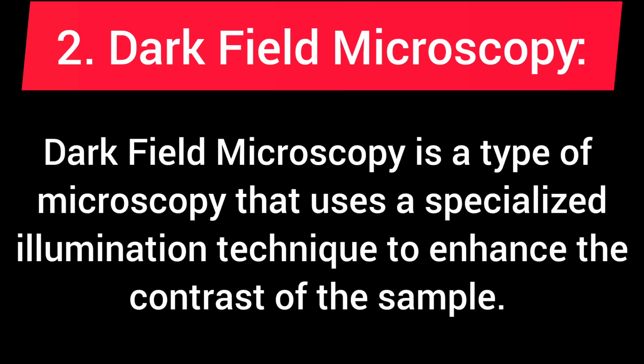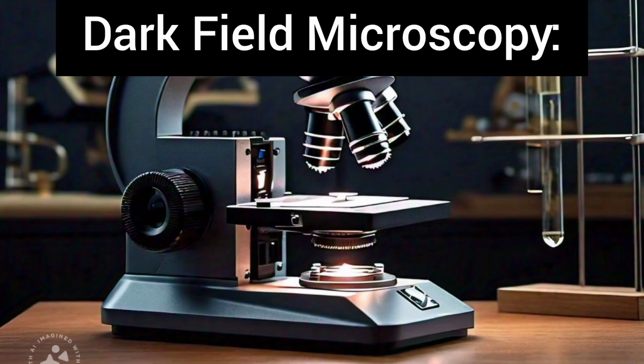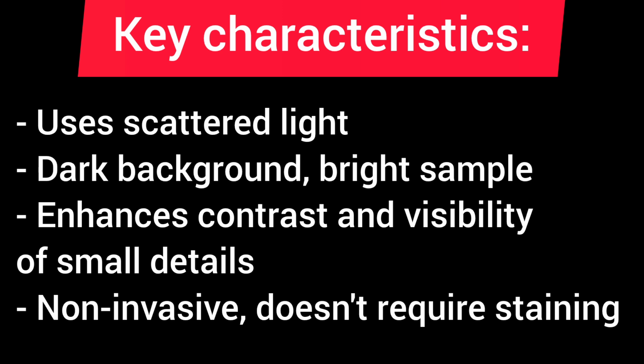Dark field microscopy is a type of microscopy that uses a specialized illumination technique to enhance the contrast of the sample. Key characteristics. Uses scattered light. Dark background, bright sample. Enhances contrast and visibility of small details.